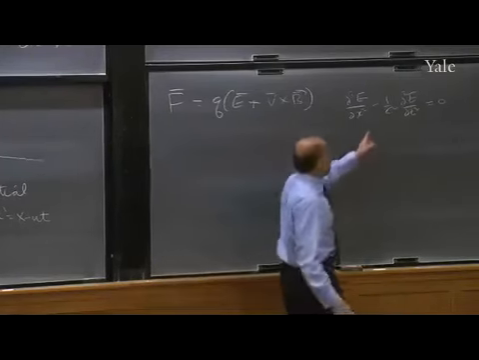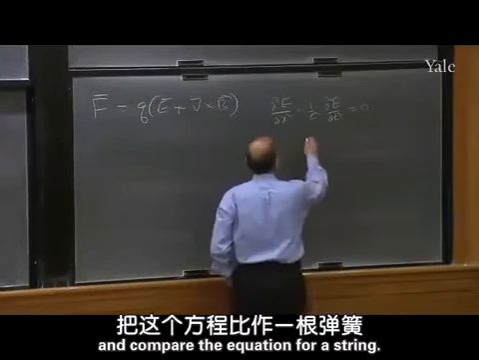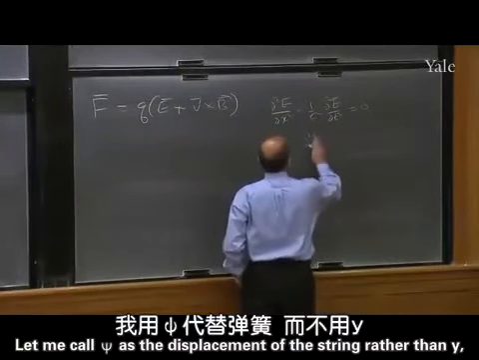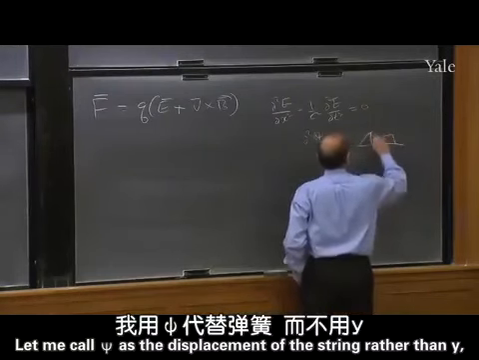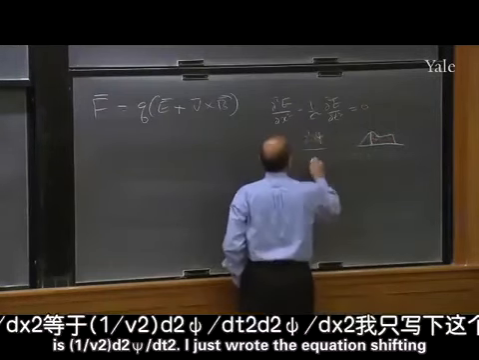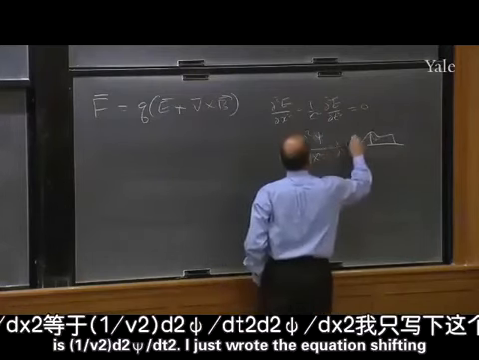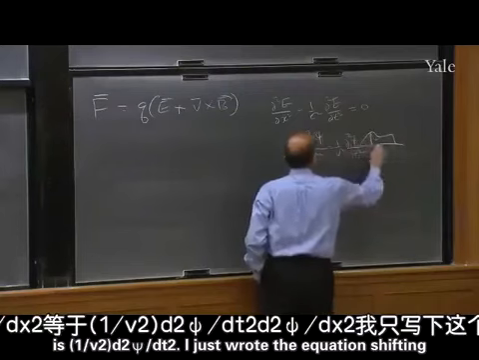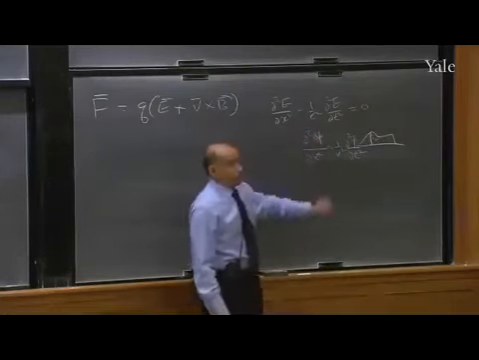Now let's look at this equation. This also came from Maxwell's equations. And compare it to the equation for a string. Let me call psi the displacement of the string rather than y. Because d2 psi over dx squared is 1 over v squared d2 psi over dt squared. I just wrote the equation, shifting to the other side. They look very similar.